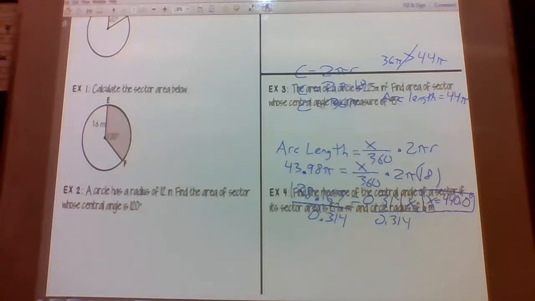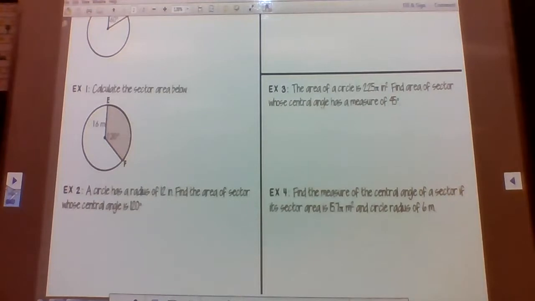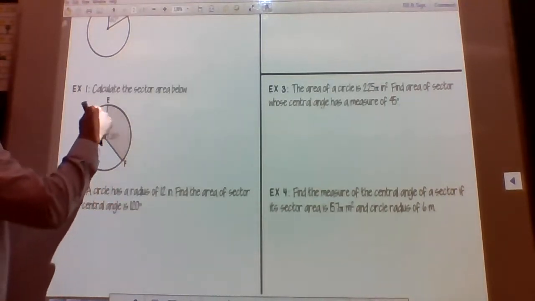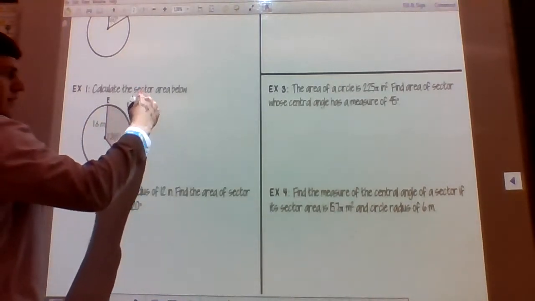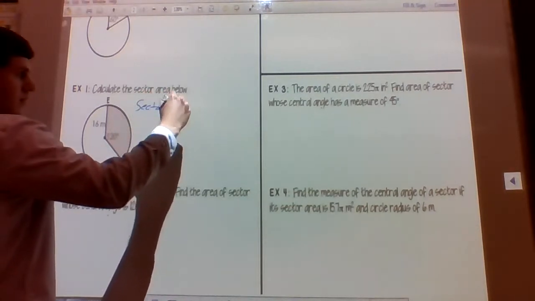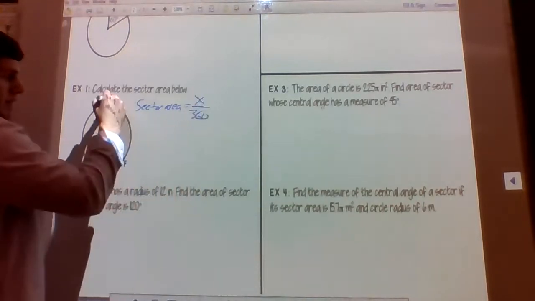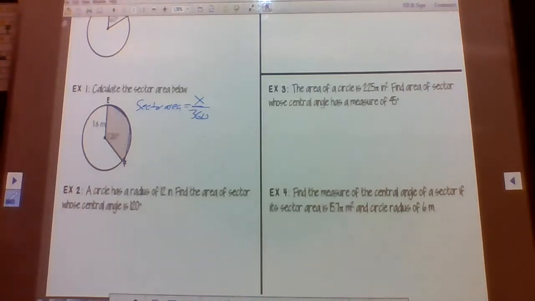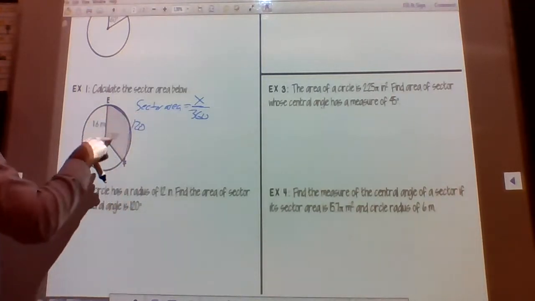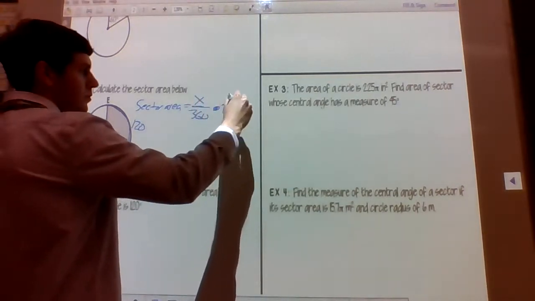Okay, calculate the sector area below. Sector area is the same principle, except this time instead of finding the length, we're going to find the area. All right, so we want to find the area of the shaded region. So sector area is going to equal x over 360, x being the measure of the arc. So the measure of the arc is 120 because the central angle is 120. Then we want to multiply by the area of the whole circle, which is pi r squared.